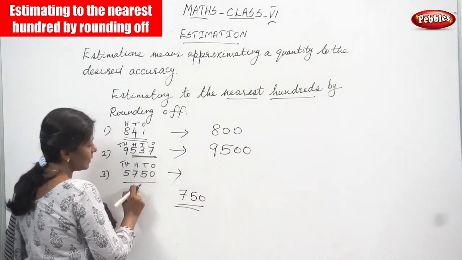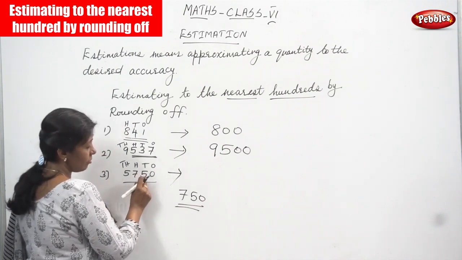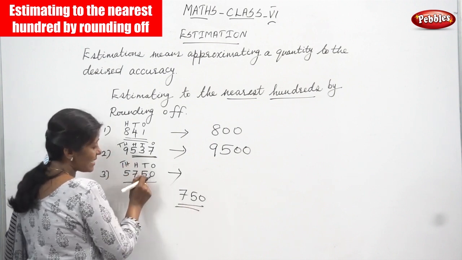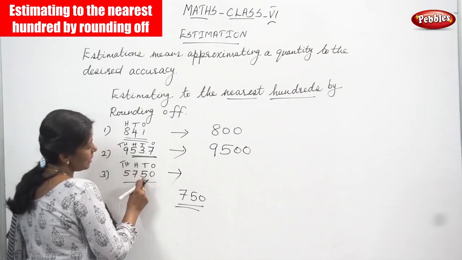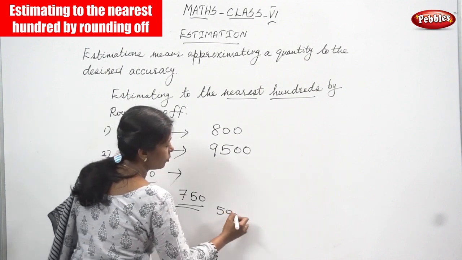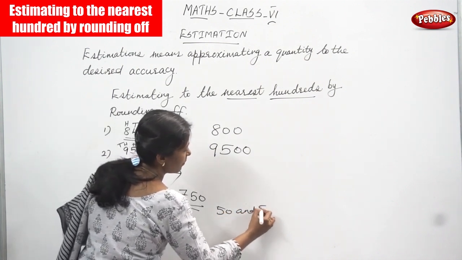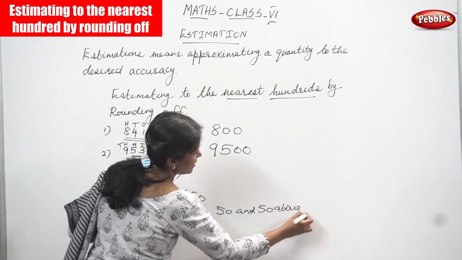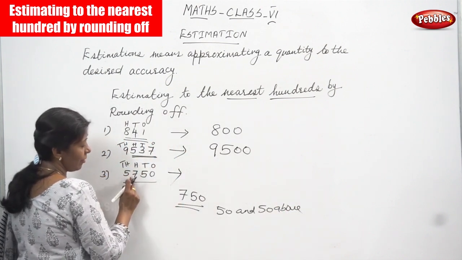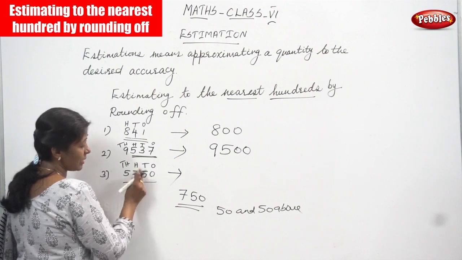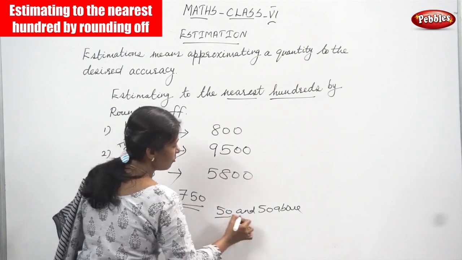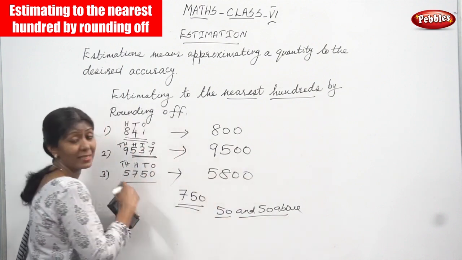So what are you going to do? Even though you have to consider the nearest 100, you have to consider the tens and ones place value. What is the number in the tens place? This is 5. So 50, I have told you, 50 and above means you have to go to the next digit. That means 5750 becomes 5800.